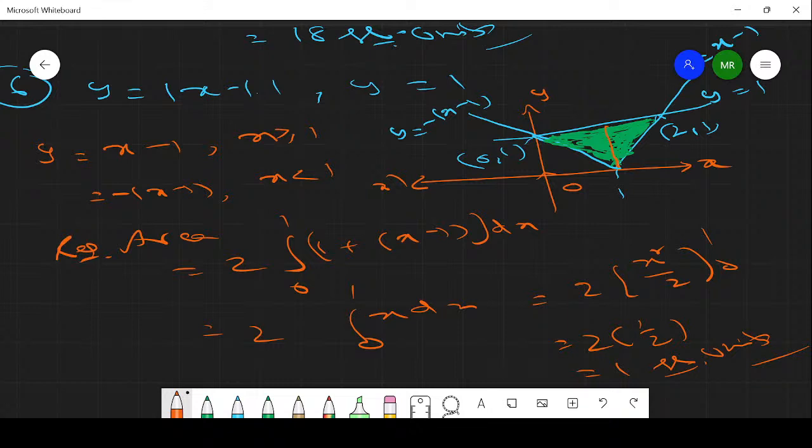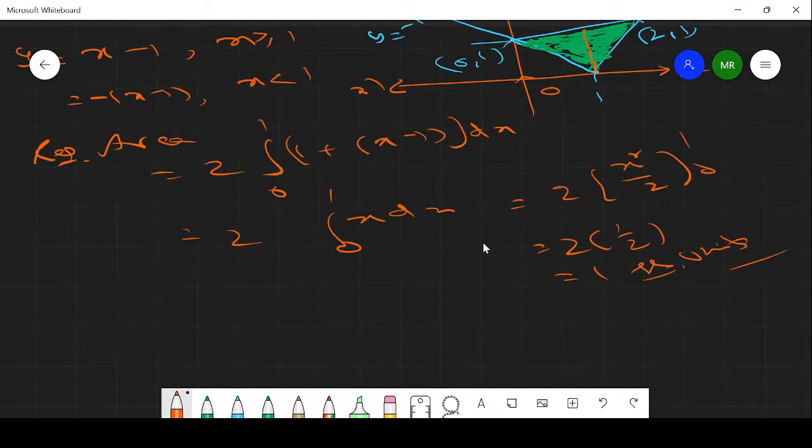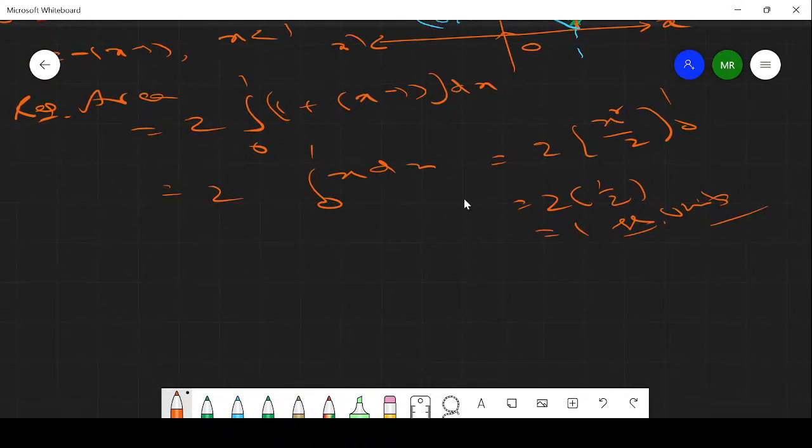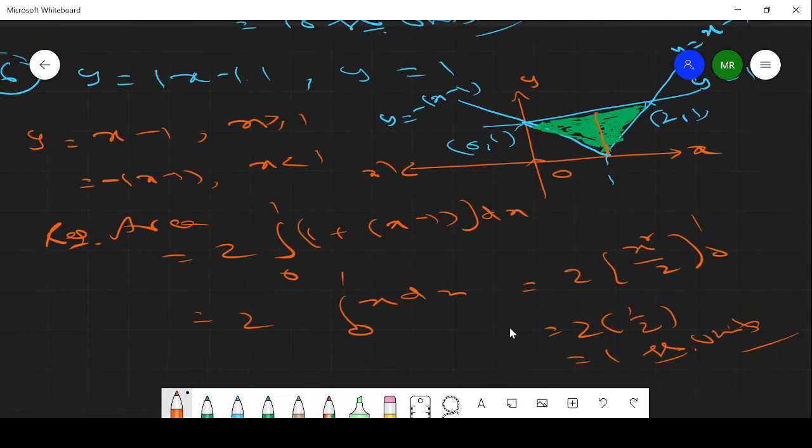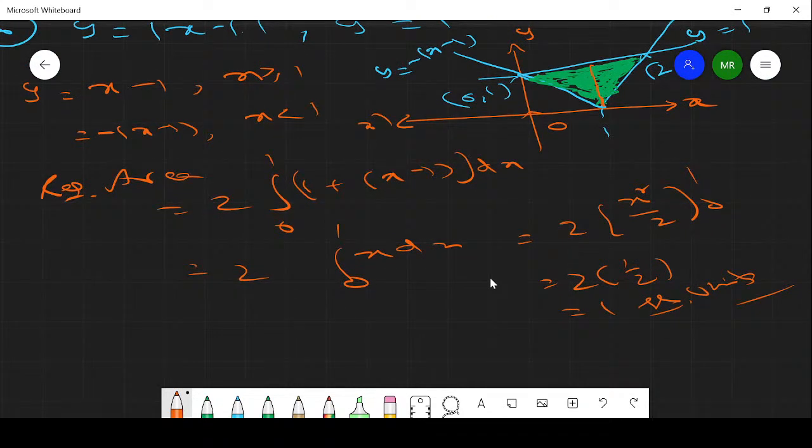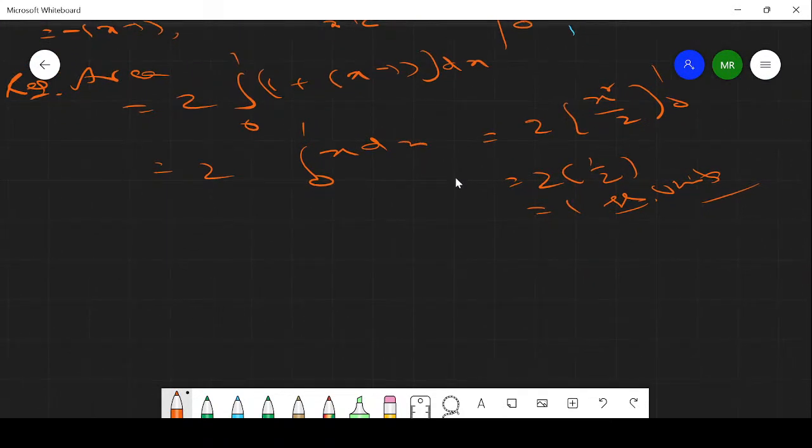The sixth problem is completed. Next is the seventh one. I am going to explain the seventh problem now. Just observe this, the sixth one is over now. The seventh problem: using integration, find the area of the region.